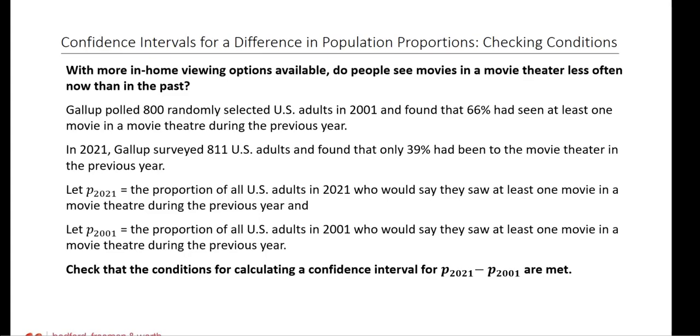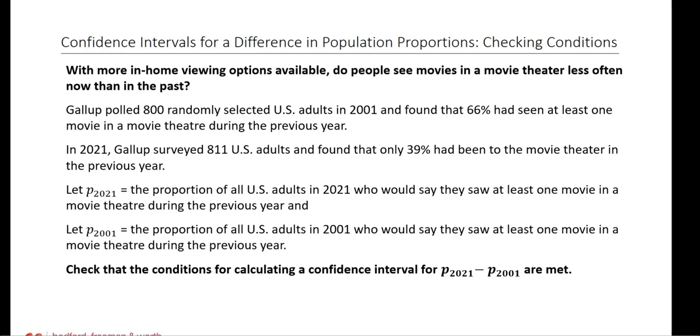Check that the conditions for calculating a confidence interval are met. First, random samples. They say something about 800 randomly selected U.S. adults in 2001, 811 U.S. adults found. The second one doesn't say random sample. I think they meant to say random sample. If it was a random sample, then that would pass that condition. It's Gallup, and I know Gallup polls people randomly, so I'm going to trust that one here.